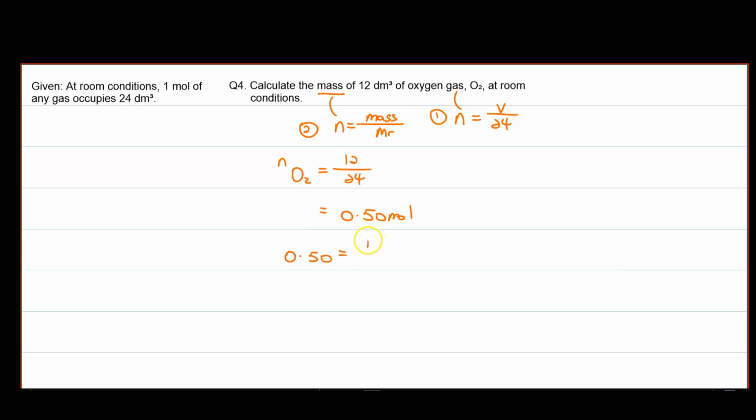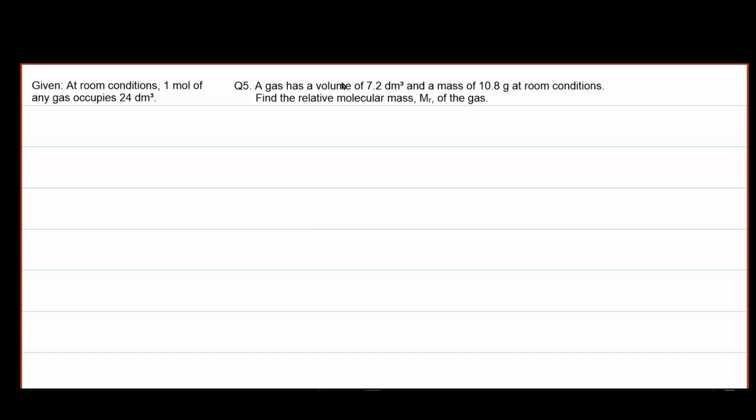To find the mass of oxygen gas, 0.50 is equal to mass over the molar mass of oxygen gas, which is 32. So the mass of oxygen gas is equal to 0.50 multiplied by 32. We apply the cross multiply technique. So the answer is 16.0 gram.